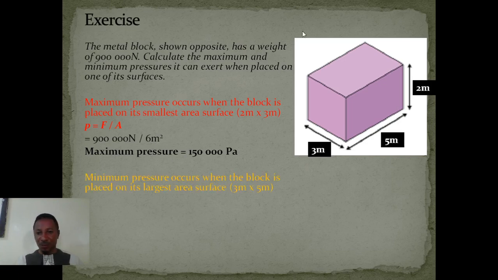Now for the minimum pressure, notice that when we try to get the area of each of these, we got this as the highest one. The top or the bottom is 3 by 5, or 3 times 5. So 3 times 5 is the highest area of the surface in contact, the biggest area. So we are expecting it to give the smallest pressure. So that's it. The force divided by 15 meters squared gives us the smallest pressure.